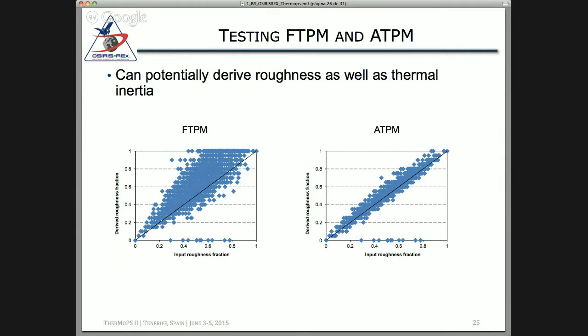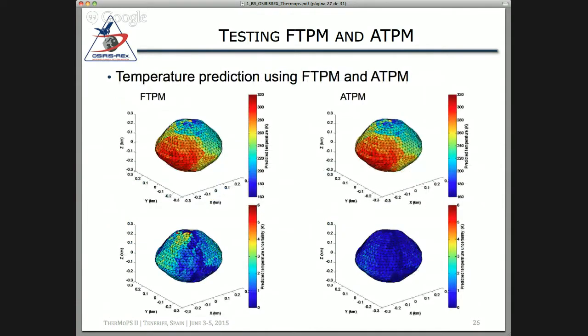And then we can use the derived thermal inertia to predict the temperatures at different mission phases for which we don't have OTES temperature data. And the predictions are within the required accuracy. So these are 1 sigma uncertainties, and we can see at 3 sigma, we're still within the 10 Kelvin prediction required.